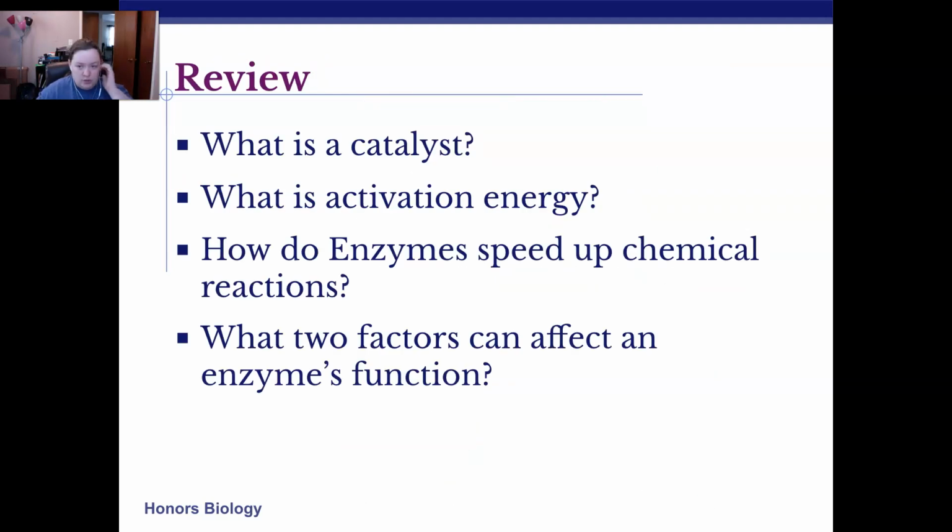So here's our quick speed review. A catalyst is something that speeds up a reaction by lowering the activation energy. An example of a catalyst is an enzyme. Activation energy is the energy needed to activate or start a reaction. It's also known as our speed bump. Enzymes speed up chemical reactions by making or breaking bonds. So enzymes speed up a chemical reaction by making or breaking a bond.